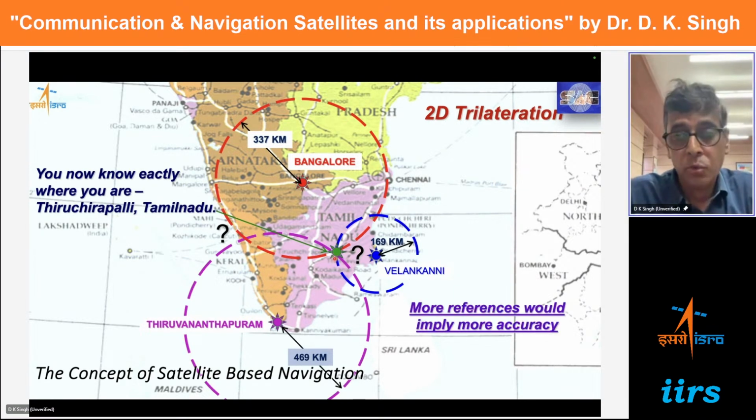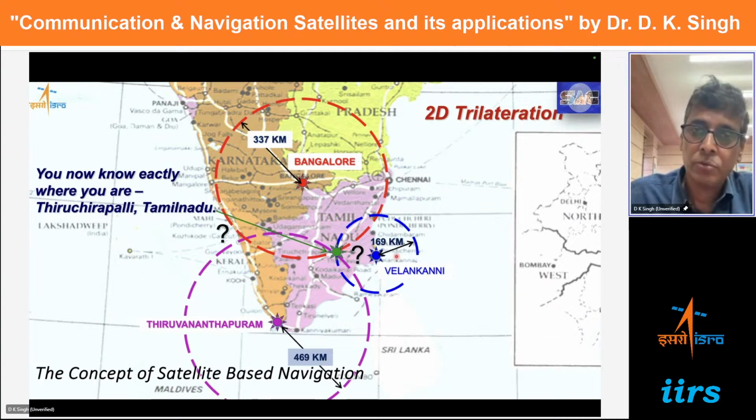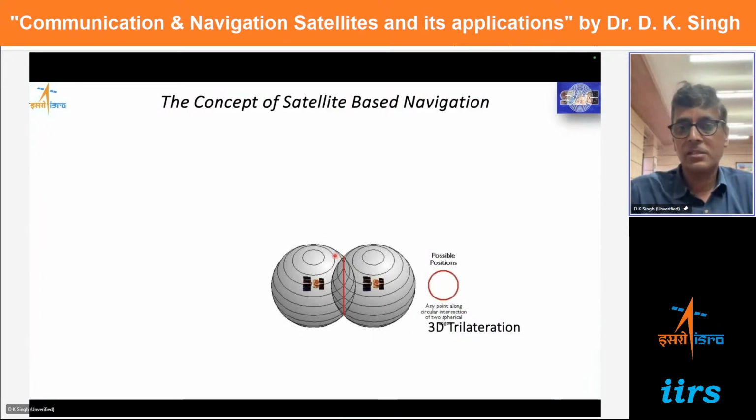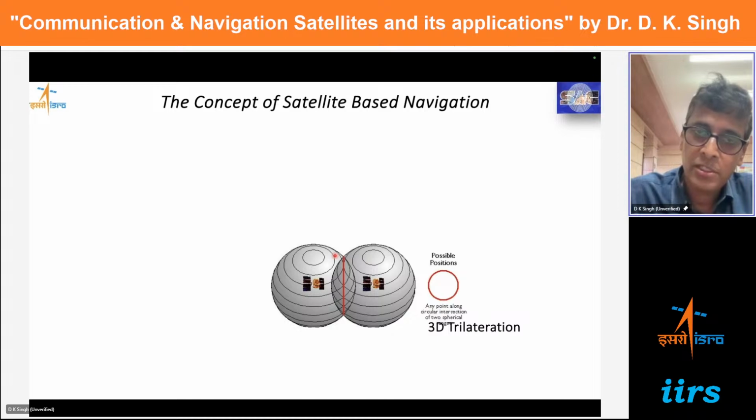So now if I am able to make my position measurement with respect to this point and this point, I will be able to calculate my location here. The same thing is done in 3 dimensions by satellite. Let us say you have two satellites and the user is, let us say, 36,000 kilometers away from the satellite. So the user can be anywhere on this sphere for this satellite. Same thing is true for this satellite.